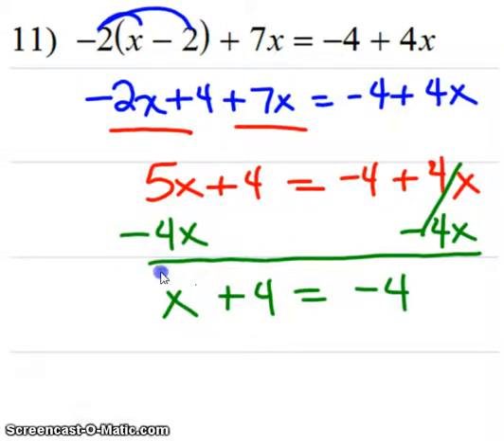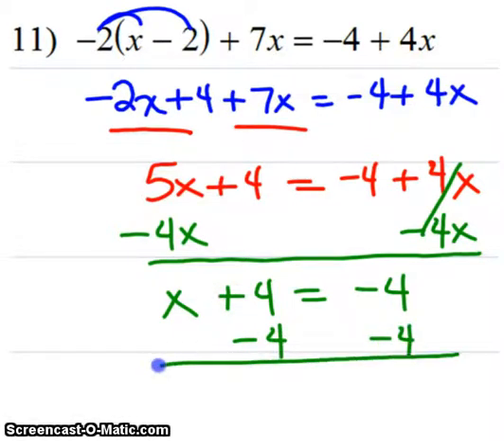So I have combined all the x's. I just have a single x on the left side, but I still need to solve for x. So I got to get rid of this plus 4. We undo addition with subtraction. These will cancel. x equals negative 4 minus 4, which is negative 8.